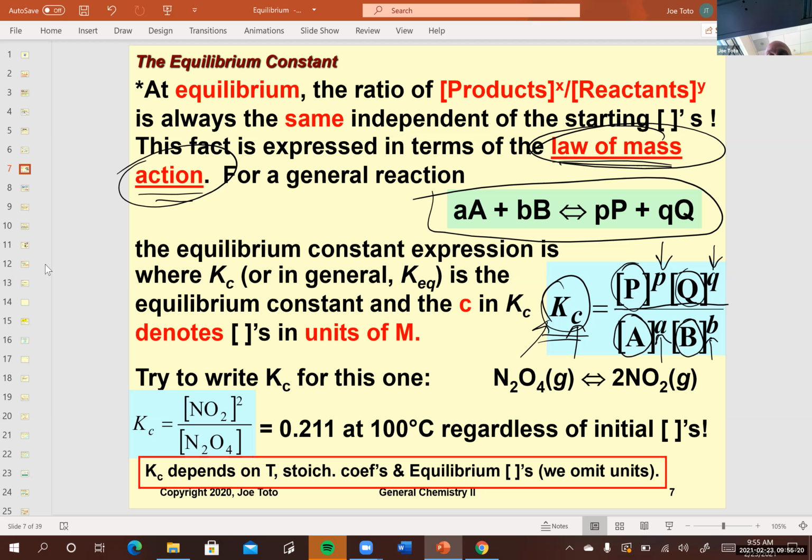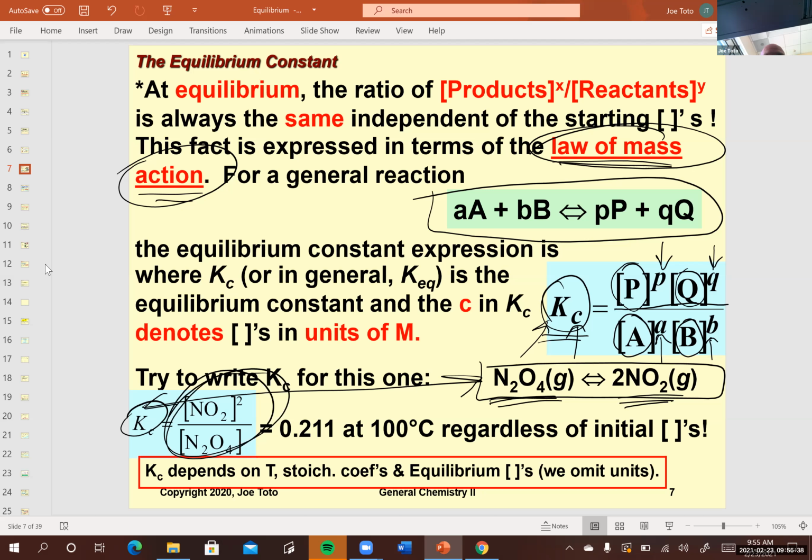So in other words, as soon as you write down any old reaction, it's connected to an equilibrium constant. It's defined by that. As soon as I write it down, I'm defining N2O4 as a reactant and NO2 as a product, so I know how to write my equilibrium constant.